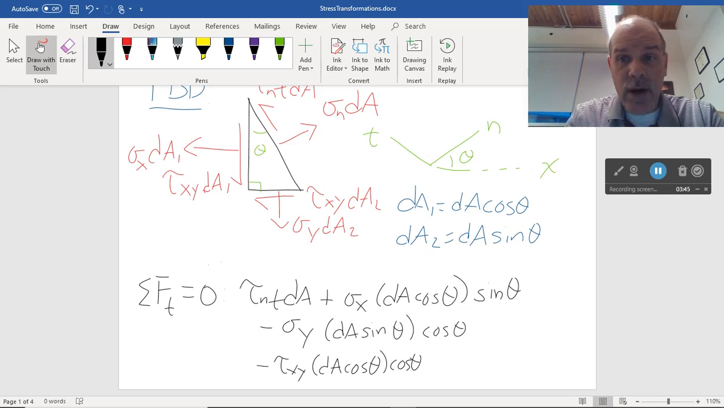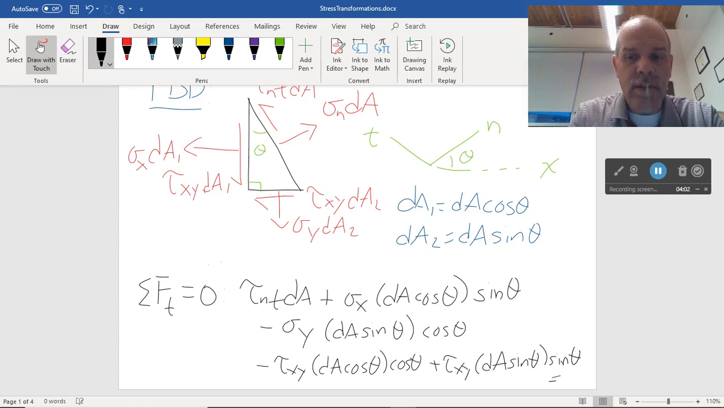And I'm going to have a tau xy dA2 on the bottom going left. Well, that's the direction of the t-axis. So plus tau xy dA2, which was dA sine theta. Since it's a horizontal force, multiply again by sine theta, set that equal to 0.